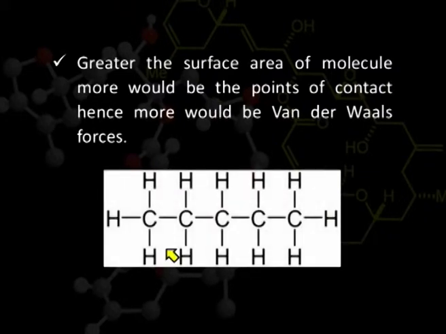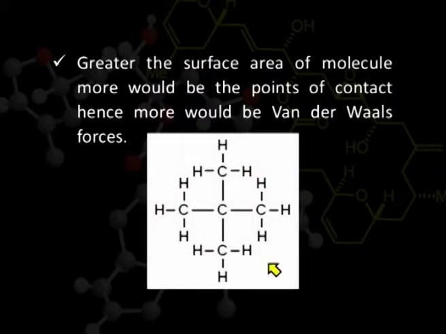Here we can see in case of n-pentane, it has a cylindrical-like structure, so more surface area, hence more points of contact with its neighboring molecule. In case of another isomer of pentane, which is neopentane, the shape is spherical, hence it will have fewer points of contact with its neighboring molecule.